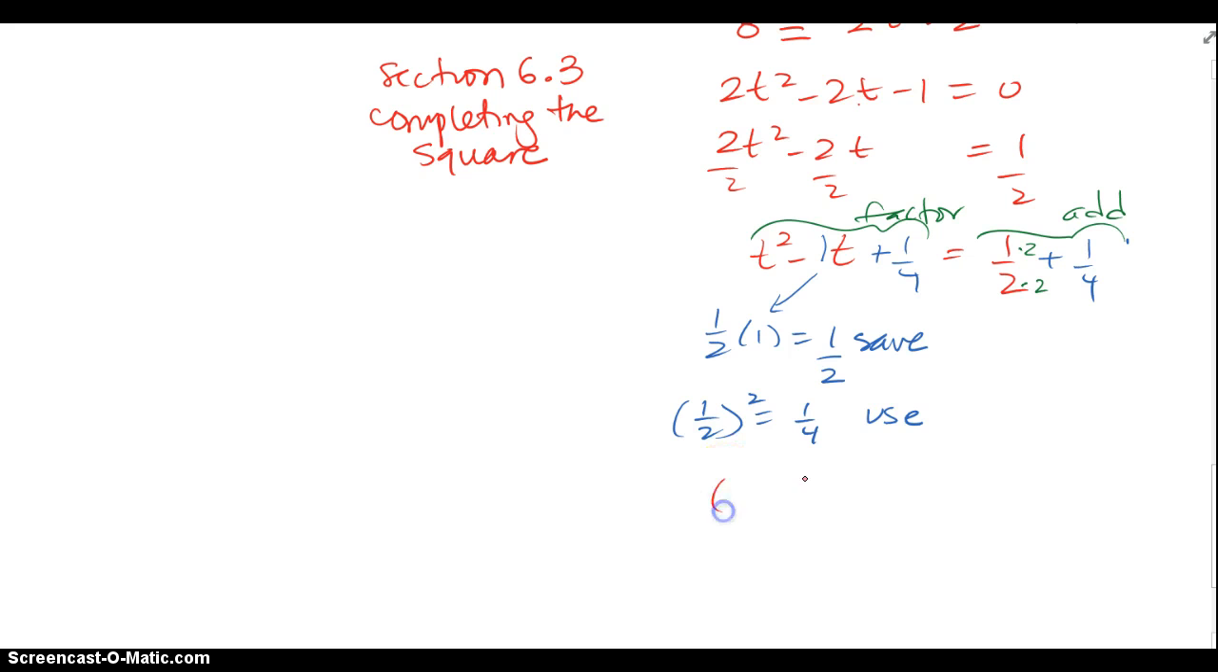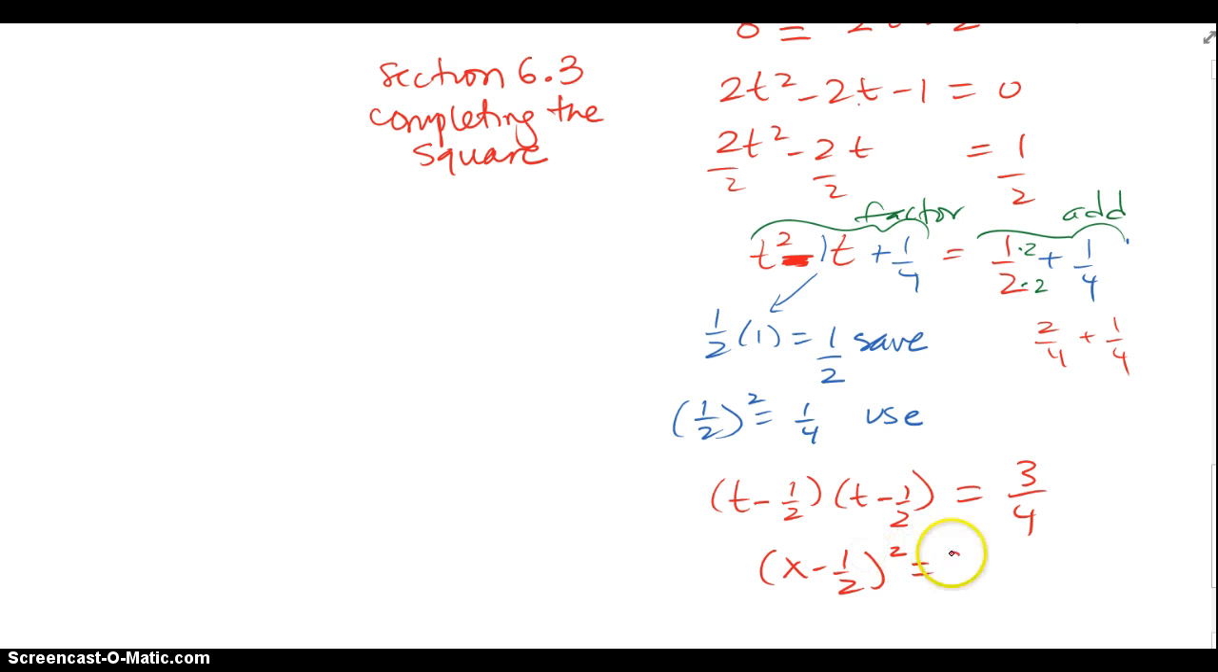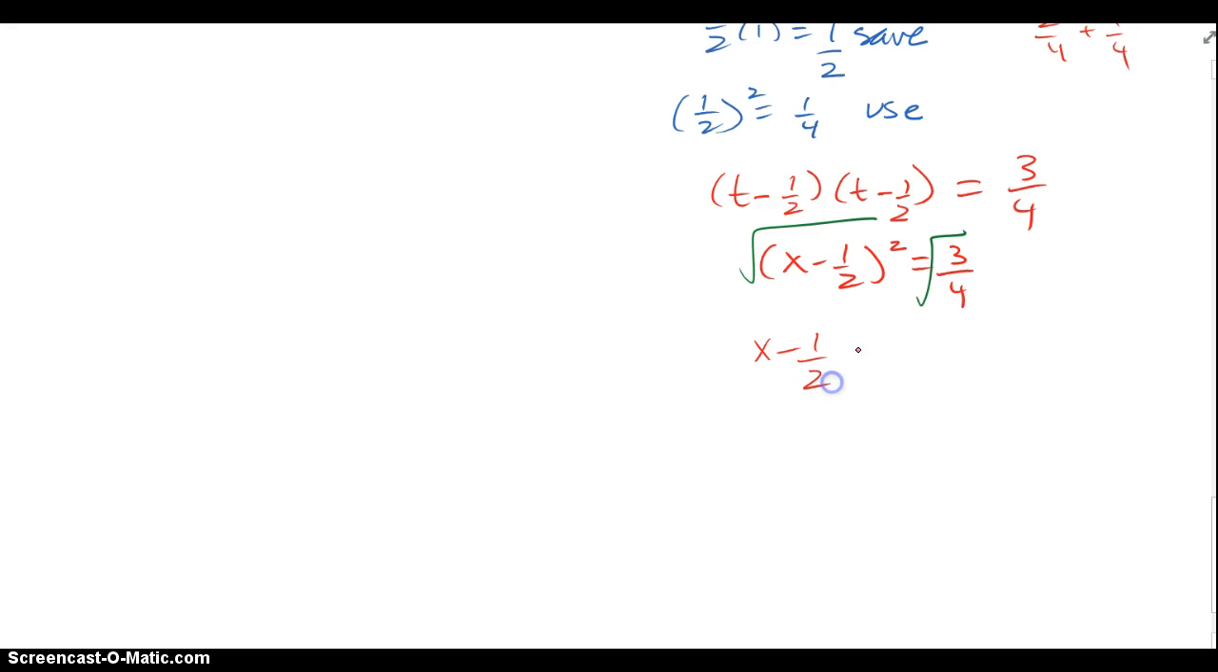Next, I'm going to factor the left side, which we know will factor into t minus a half squared, because the middle sign is minus. And it was the guy I saved that always goes in the second spot. Equals, get a common denominator here, that's 2/4 plus 1/4, which is 3/4. Now it looks ready to go. I can square root both sides and get t minus a half equals plus or minus square root of 3 over 2, because we know this pops out at 2. So t is equal to, add a half to both sides.